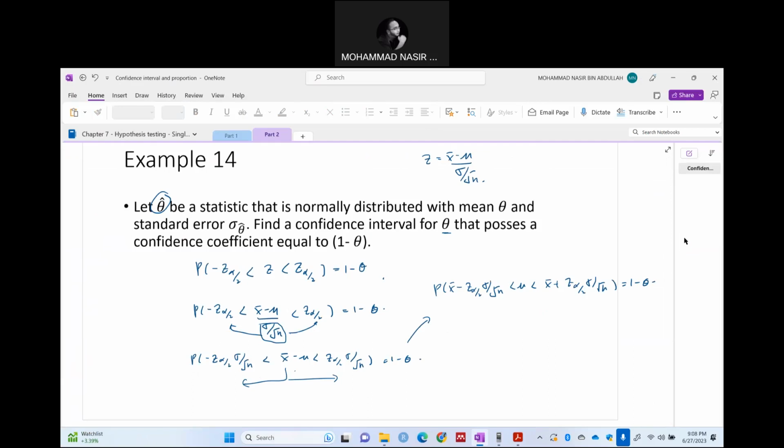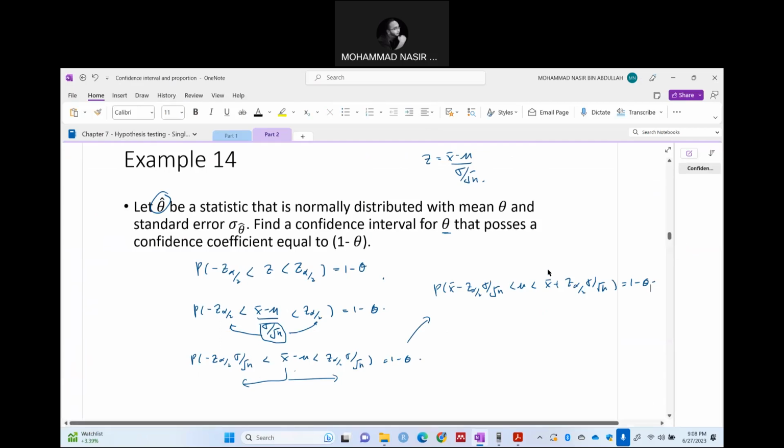But this kind of question is not going to be in your test or final, right? This is part of the mathematical statistics subject. Okay, done.